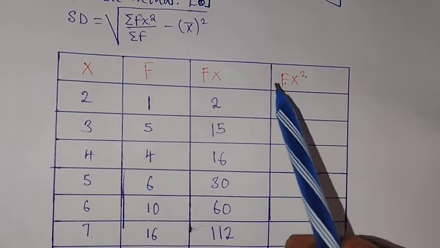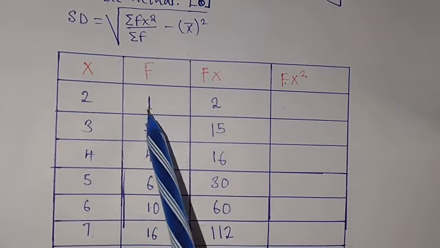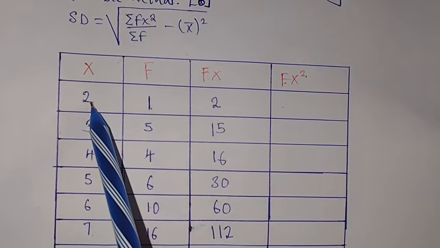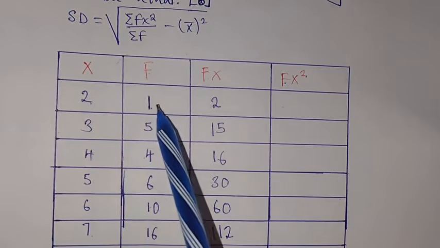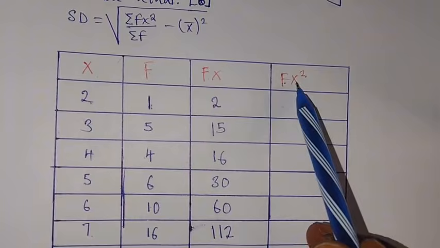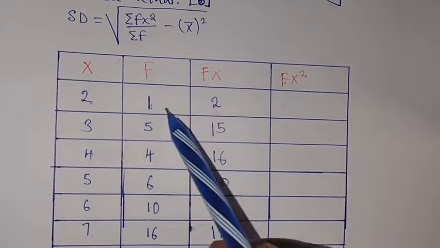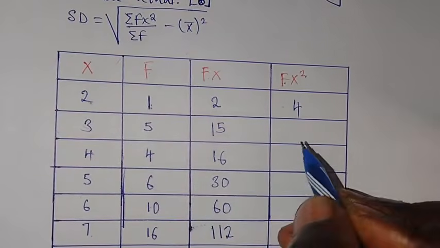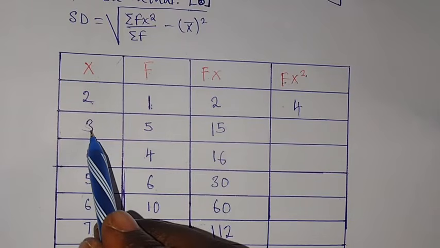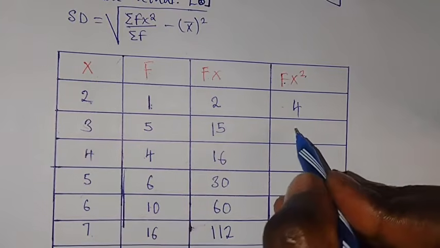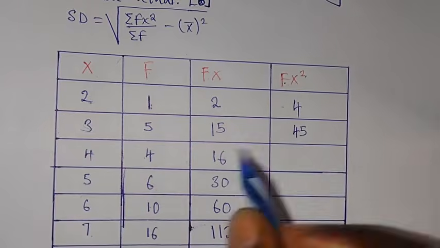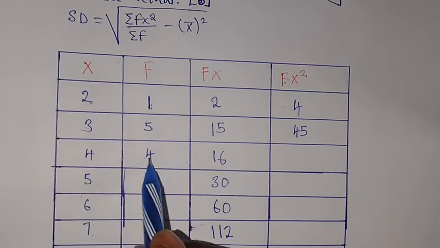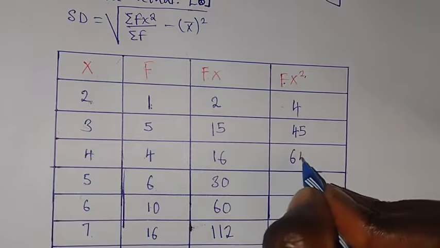So when you are done, you come to fx squared. On fx squared, it means the value of f times the x value, which is squared. So 2 squared is 4. 4 times f, that's what it means. F times x squared. X values are these, f values are these. So 2 squared, it's 4 times 1, you get a 4. 3 squared, you get 9. 9 times 5, you get 45. 4 squared, you get 16. So 16 times 4, this will give us a 64.